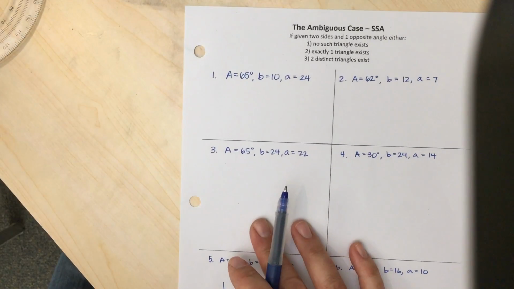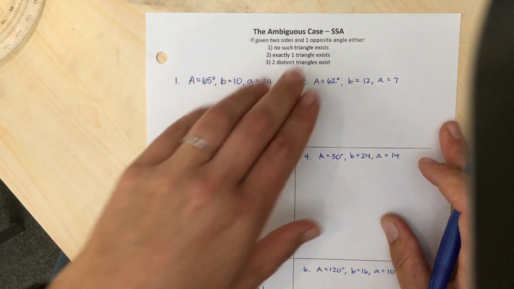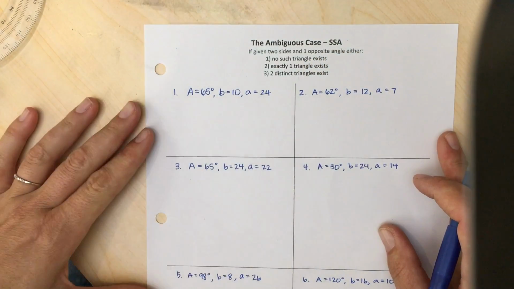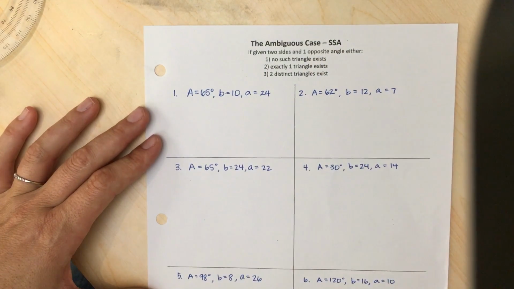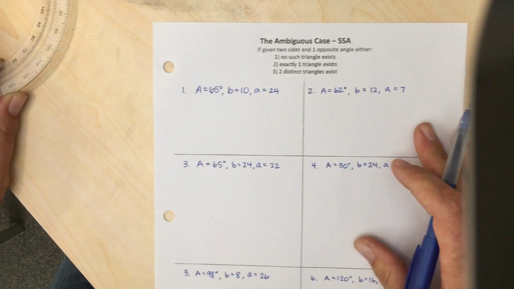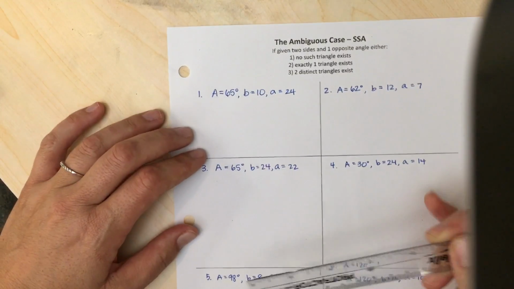So you can do this on a sheet of binder paper. Some of you have this paper that I handed out that says the ambiguous case on top. If you have it, you can get that out and use it. We're going to do what we did in class. If you just have a piece of binder paper, that works just fine as well. So we're going to work on this first.